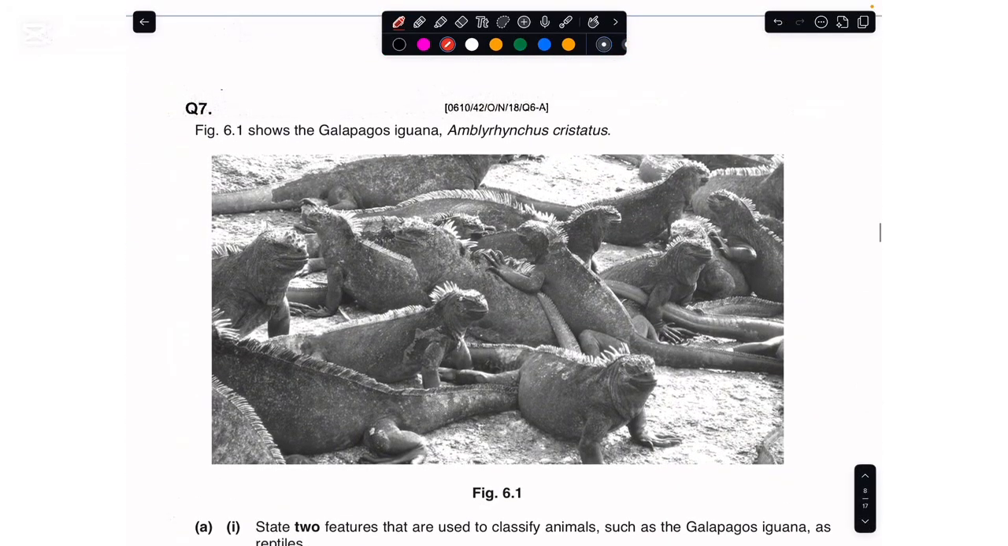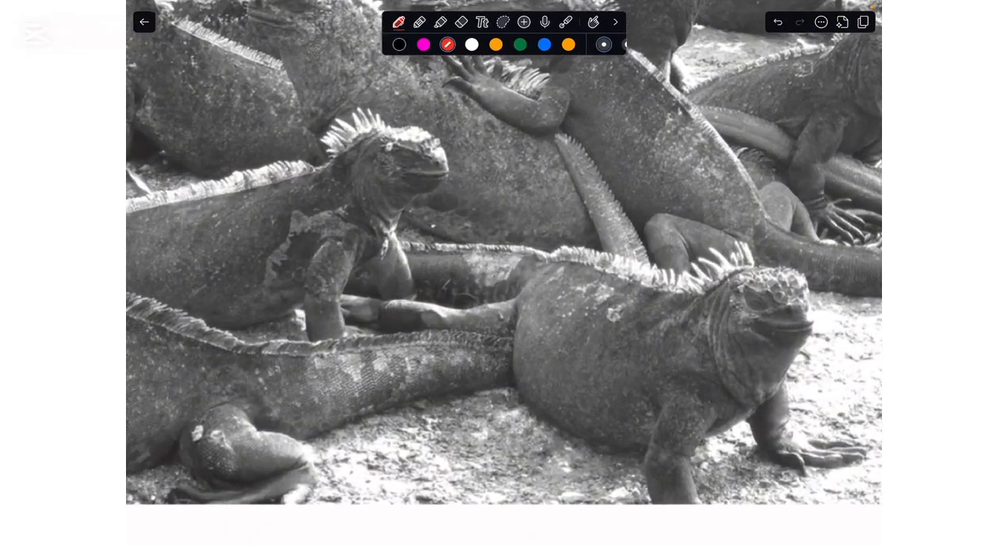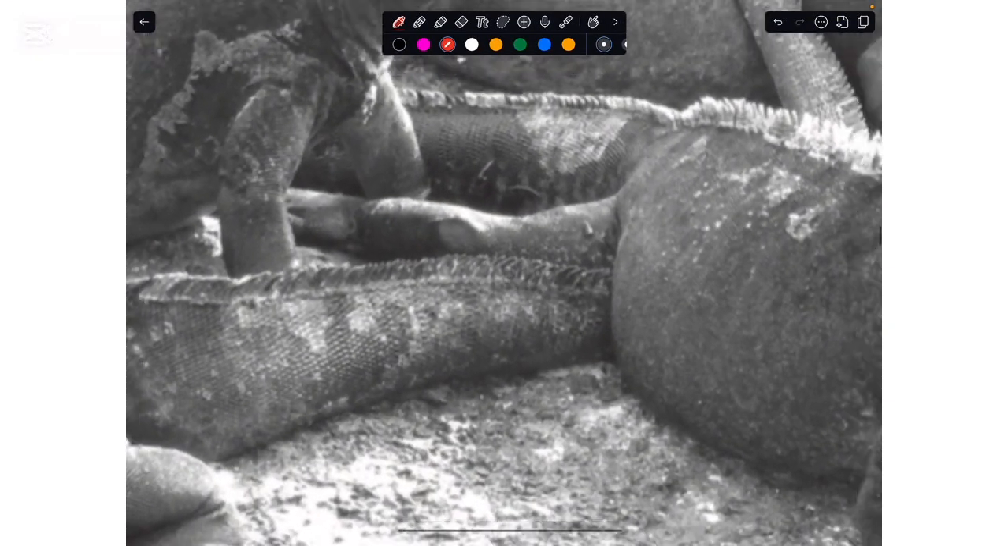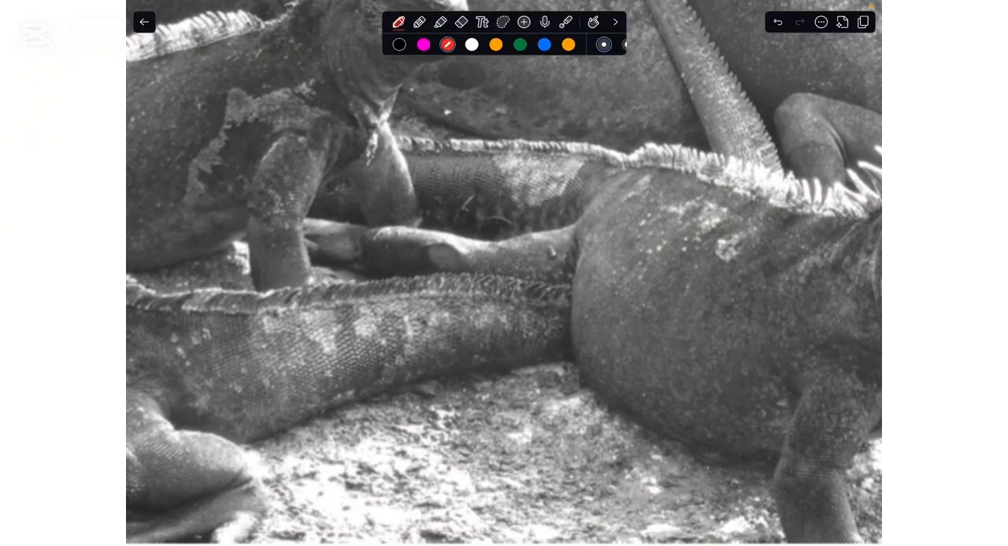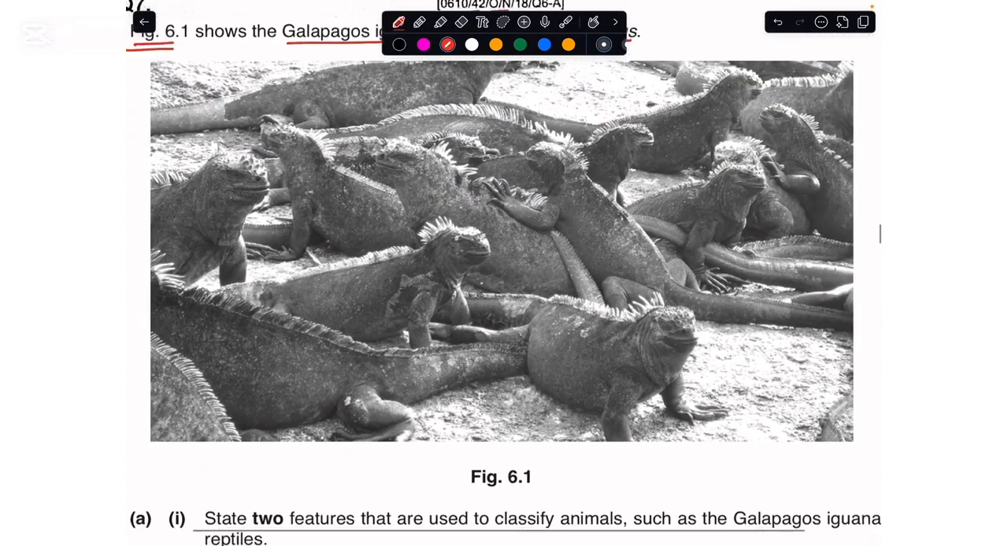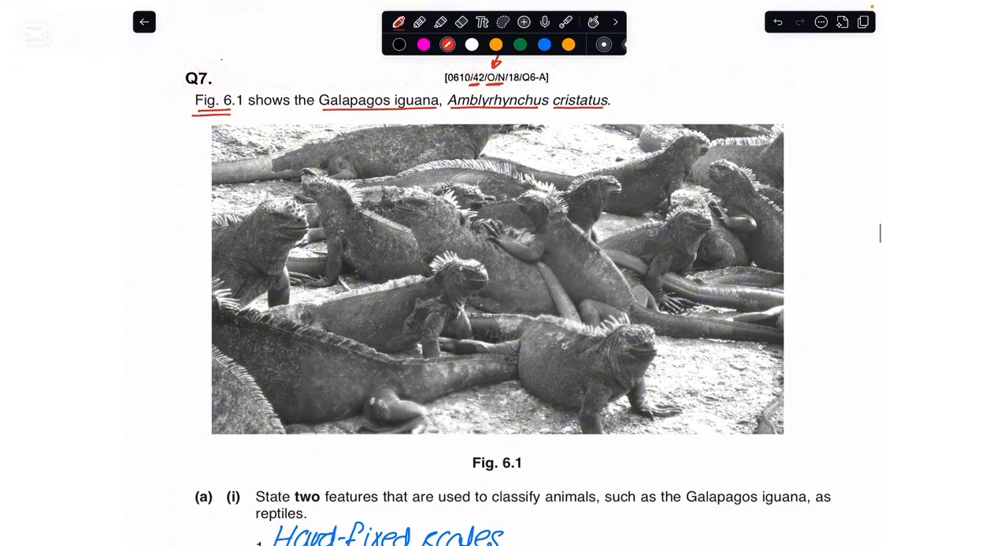Now, if we come to question number 7, this appeared in the year 2018, October/November, and the variant was 4.2. They say figure 6.1 shows Galapagos iguana, and here is their genus, and here we have got their species. And if you could clearly see, if I zoom in, you see that they have got hard, scaly skin. And we know that these reptiles lay eggs, and those eggs have a rubbery shell on them.